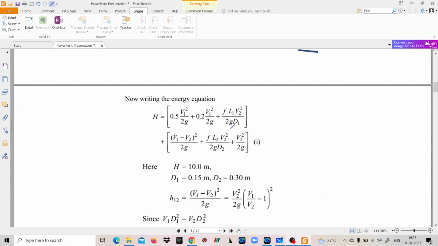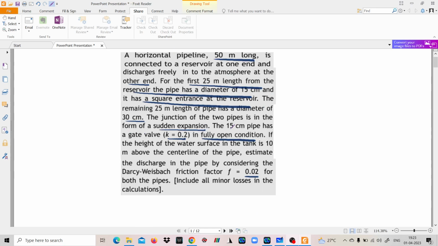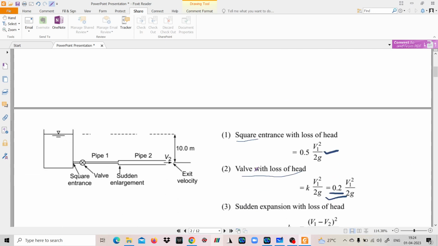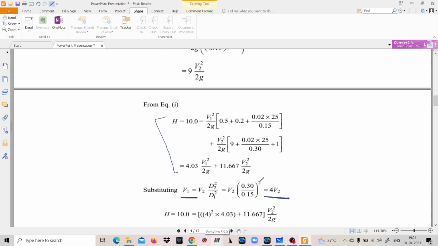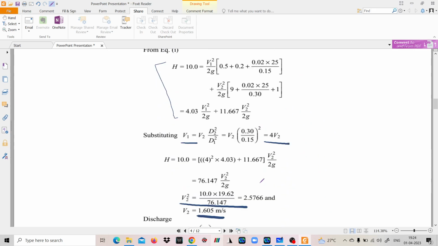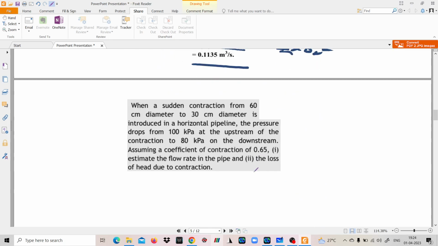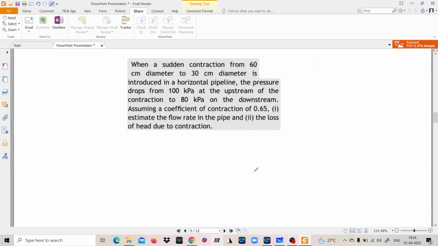Again this is a very important problem, because this single problem incorporates all the different losses that are possible in case of a pipeline. So you take any standard textbook on fluid mechanics and you try to practice some similar problems. It will give you confidence and it will further improve your concept on this topic. So I hope this problem is clear, and we have solved a similar problem in our previous session also. Let us move to the next problem.